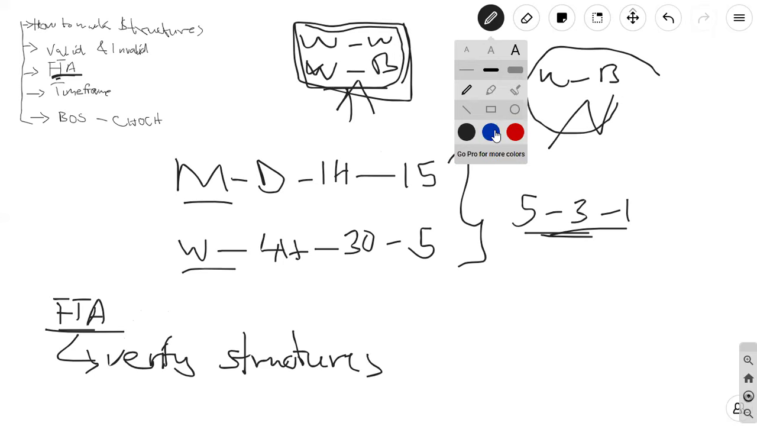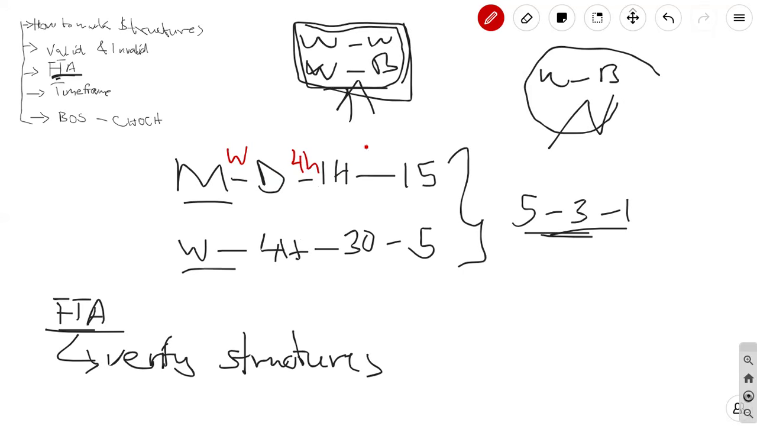Now, in between this series, we have time frames which are not inside the series. Those are called FTA time frames, meaning the time frames we are going to use to verify the structure. Now let's go. In the monthly series, between monthly and daily, we have a weekly time frame which is hidden. Between daily and 1 hour, we have 4 hour, a hidden time frame. Between 1 hour and 15 minutes, we have 30 minutes, a hidden time frame.